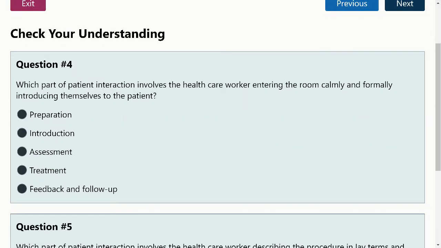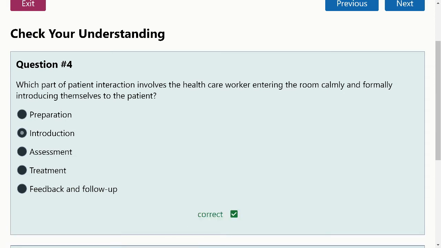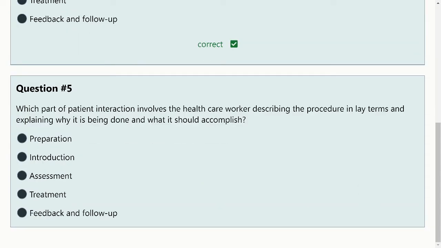Which part of patient interaction involves a healthcare worker entering the room calmly and formally introducing themselves to the patient? Introduction. Which part of patient interaction involves the healthcare worker describing the procedure in lay terms and explaining why it's being done and what it should accomplish? Like treatment and preparation.